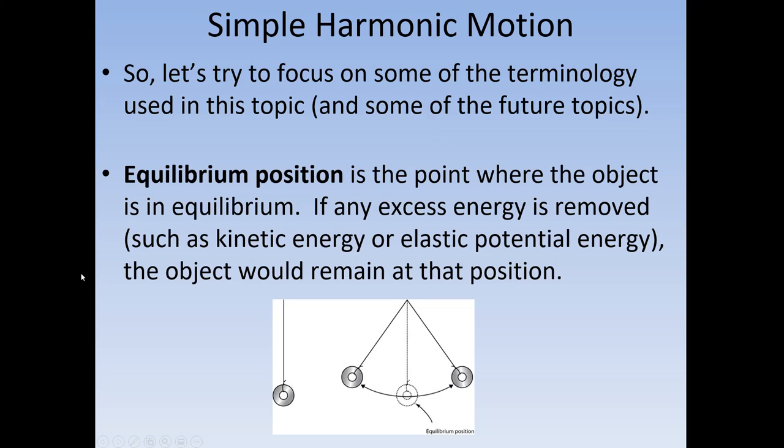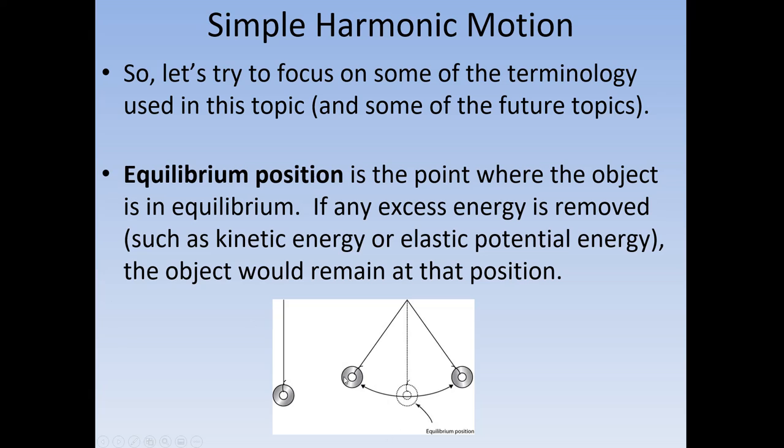So if we take the object on a spring and have the object oscillate back and forth, there will be a point at a certain section where the object will be in equilibrium, where the force caused by the spring could be zero, or maybe it's balanced out by gravity depending on how it's oriented.